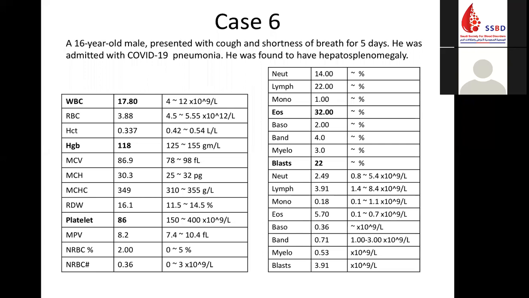Okay, next case, case 6: a 16-year-old male presented with cough and shortness of breath for 5 days. He was admitted with COVID-19 pneumonia. He was found to have hepatosplenomegaly. Per the count, the patient has leukocytosis, mild anemia, and moderate thrombocytopenia. We have eosinophilia in this patient, and we have circulating blasts. Hepatosplenomegaly, young patient, 16 years old, with eosinophilia and circulating blasts.